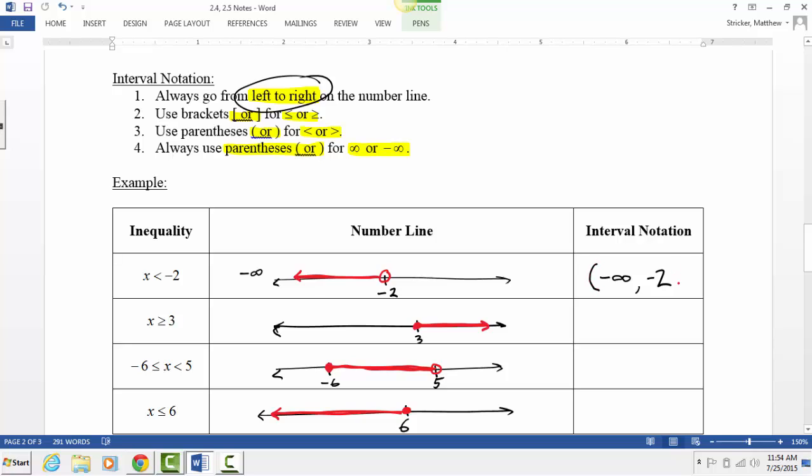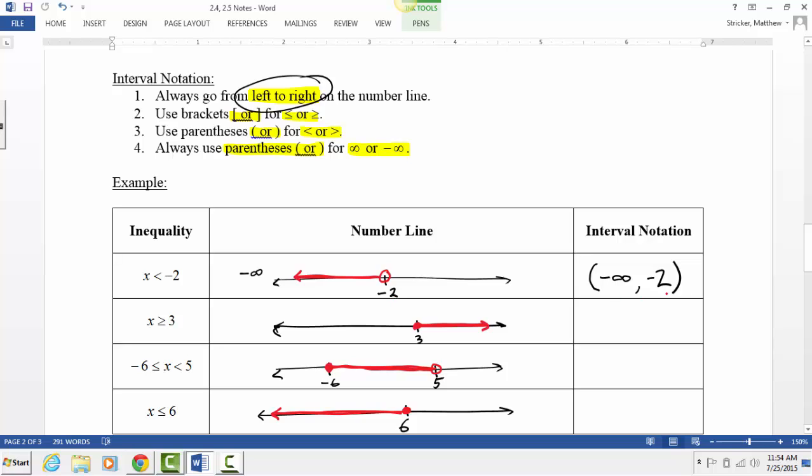And then on the other side, the negative 2 side, it's an open circle, which means that it was, remember, less than. So anytime we have less than, that's right here, we use parentheses. So all this interval notation is saying is that your answer is everything from negative infinity to negative 2.